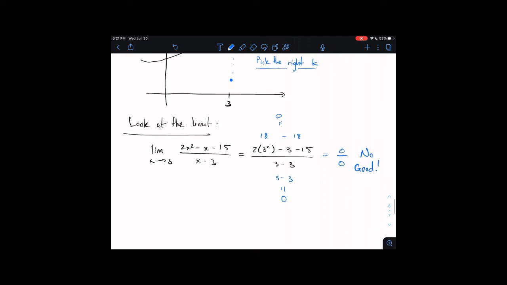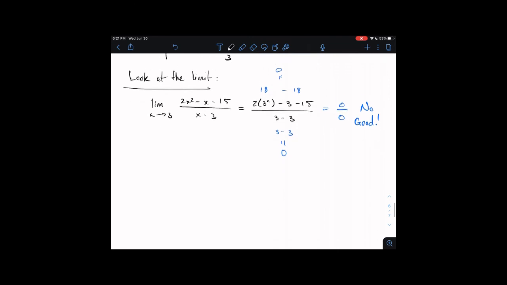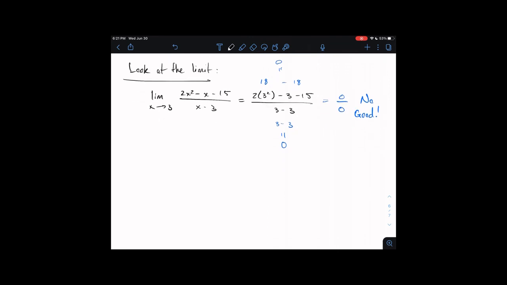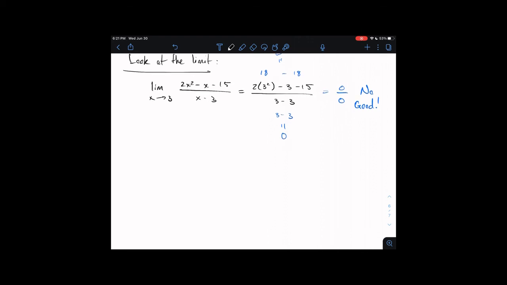So we have to do something else. Generally, the first thing I think of is, can we rewrite it? Can we rewrite it in a way that'll make it nice? So the first thing that, when we think of rewriting it, we should think of is factoring things.